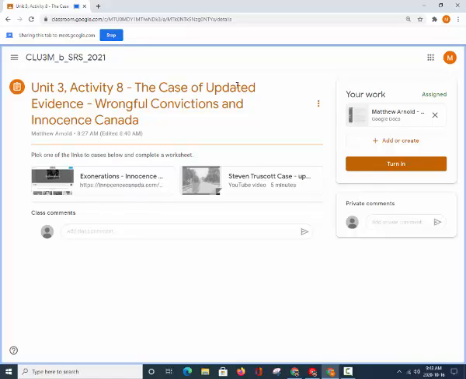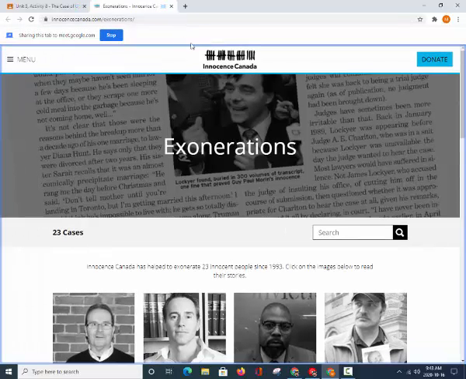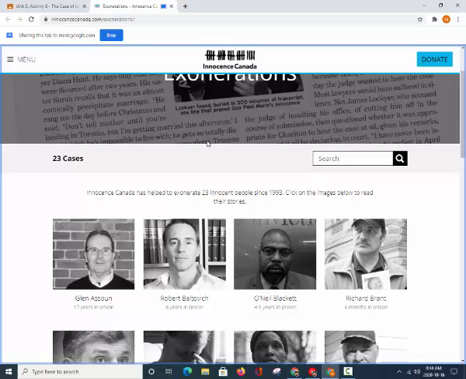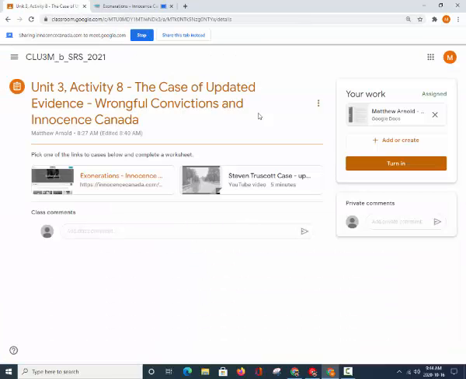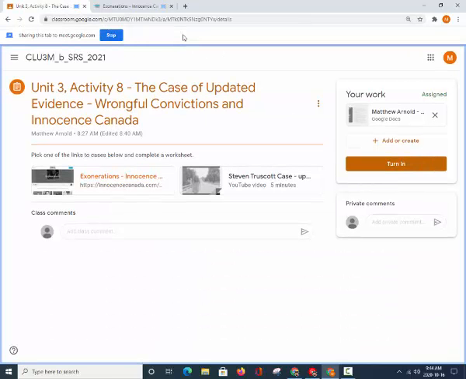So your task for today is going to be to pick one of the cases from this Exonerations page, and you are going to become the expert on summarizing this case, or one of the cases. And the way that you're going to do that is by using a planner that has been attached for you in the Your Work section of this activity.